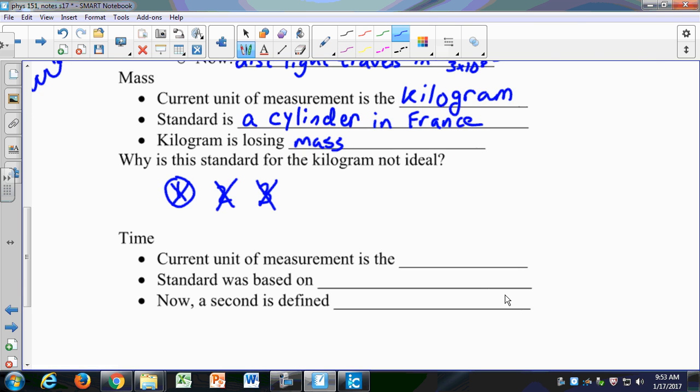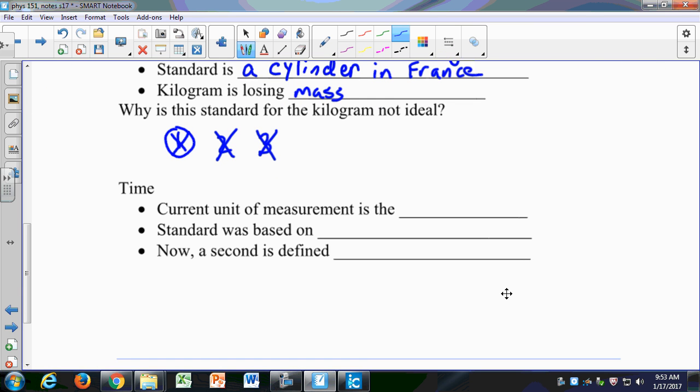All right. So the standard for the kilogram is not ideal, largely because it's changing. Some of those standards that they've created are increasing in mass, and some of them are decreasing in mass. It's not unchanging. Now for time, what's the unit for measurement in the MKS system for time? It's the second. And the standard used to be based on the fraction of a solar day, from sun up to sundown. That has lots of problems. It is accessible to everybody, but it changes throughout the year. And then also, it's not very accurate when you're trying to measure things that are very short in time.